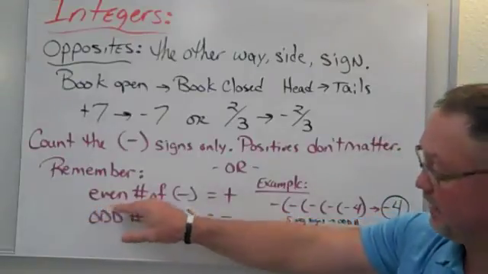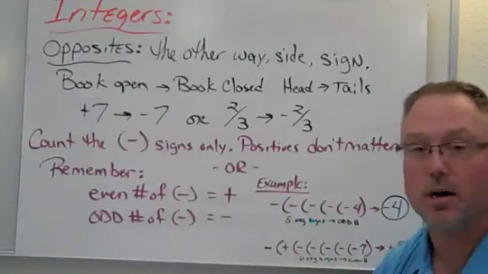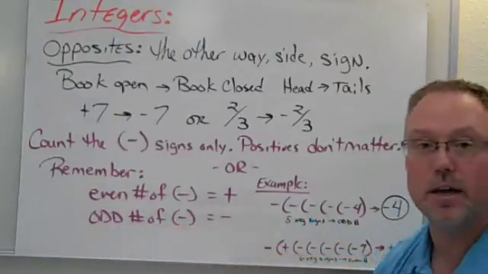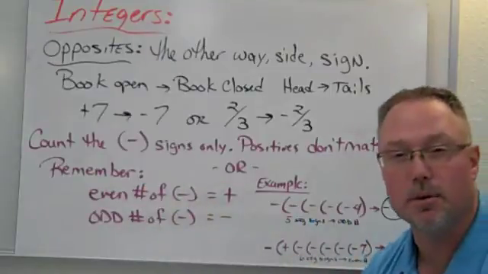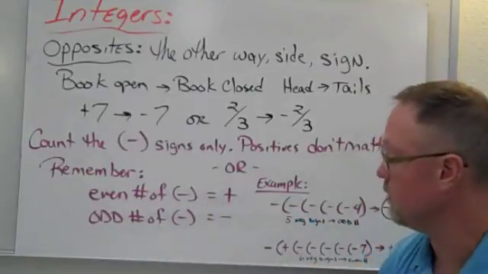A couple rules I gave you with the other stuff that we've done already in class: if I have an even number of negatives, I'm going to get a positive. If I have an odd number of negatives, I'm going to get a negative. So this is one little rule that you want to keep in mind as you go through this, or just have your notes out.